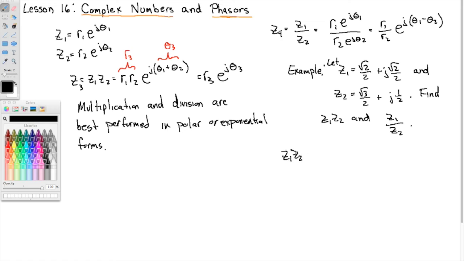For z1 times z2 and the division, the first thing we should do is put these in exponential or polar form. That is, find the magnitude and find the phase. So the magnitude of our first complex number is what? It's 1, because this point lies on the unit circle, square root of 2 over 2, comma square root of 2 over 2. And what is its phase? Well, that's pi over 4. If you didn't believe me, you could take the square root of this squared plus this squared, and you get 1. And for the angle, you could do the inverse tangent of square root of 2 over 2 divided by square root of 2 over 2.